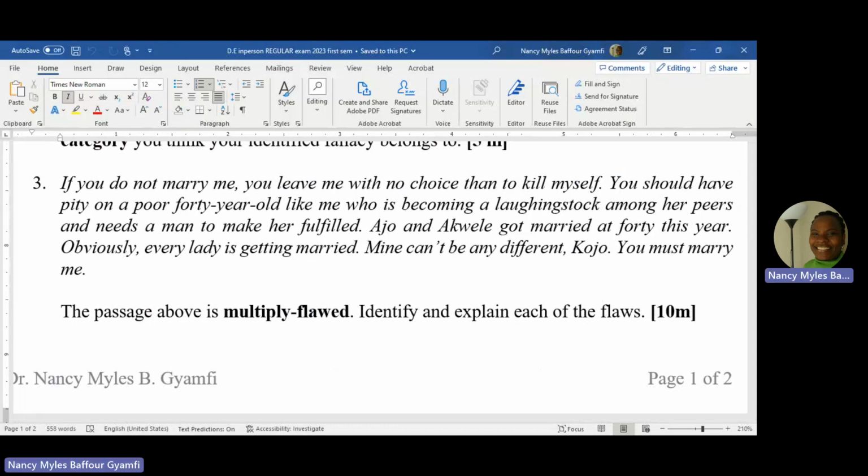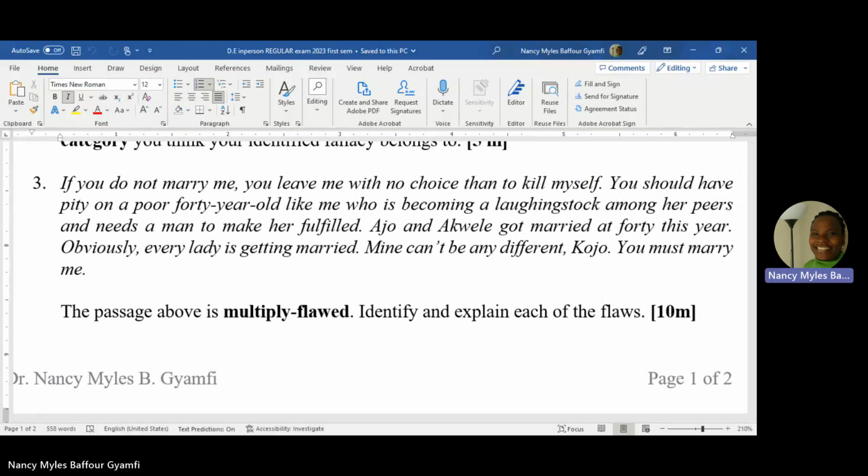You should have pity on a poor 40-year-old like me who is becoming a laughing stock among her peers and needs a man to make her fulfilled. That's appeal to pity. Straightforward, argumentum ad misericordiam. Okay. Some said appeal to vanity. We marked it because you can see that in other texts, the textbook and so on.